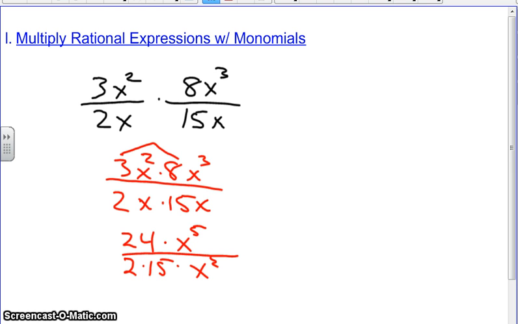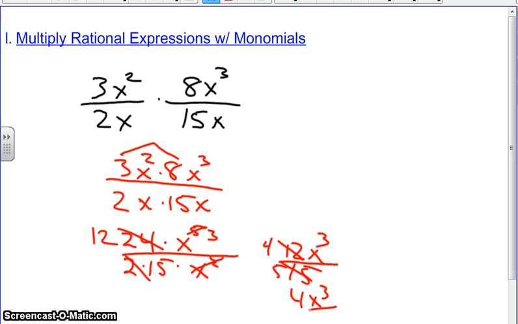So when it comes to the constants, the coefficients, what is 24 divided by 2? We can simplify there and call that 12. And then where do we have x's left if we simplify the variables? How many do we have in the numerator? 3. So we could write this as 12x to the 3rd over 15. Ooh, is there any way to reduce that? 3's, okay. So we'll divide out 3's and call it 4 over 5. So 4x to the 3rd over 5.